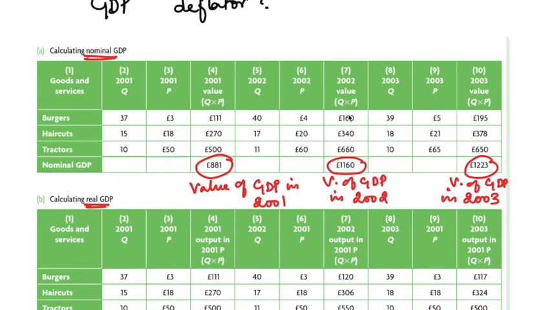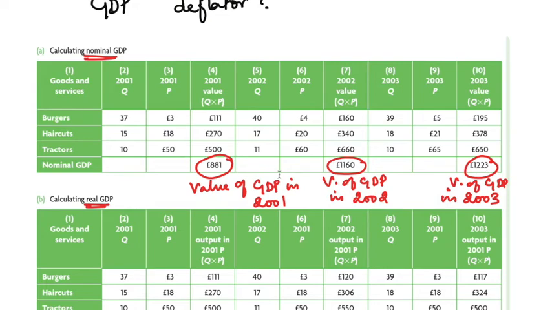And because just by looking at these values, one cannot come to the conclusion that the country is actually producing more. Of course, there could be some increase in the quantity, but then part of this increase in the value of GDP is due to the inflation or the increase in the prices. So 881 to 1160, and from 1160 to 1223.